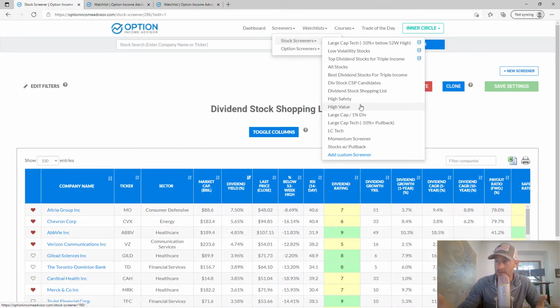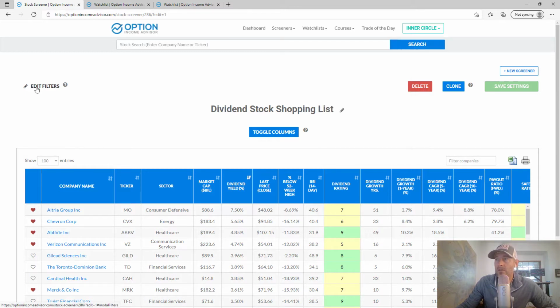So we use screeners to find stocks to get onto our master list. When you screen for something, it's not that you take every single stock on the list or add every single stock to your watch list. You want to do some additional research, but screens are a great way to filter out the noise and pull stocks that you think might make sense. So this one is our dividend stock shopping list that I called.